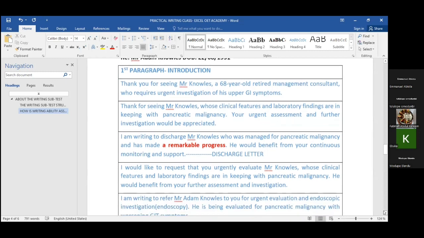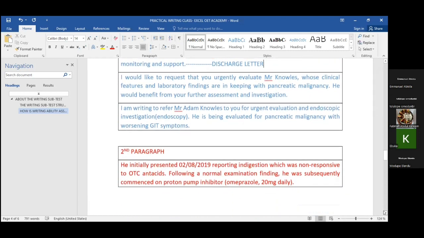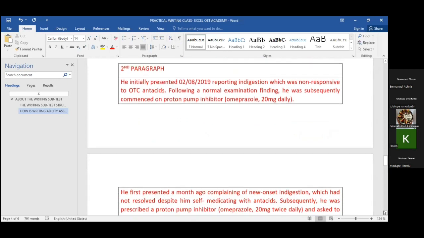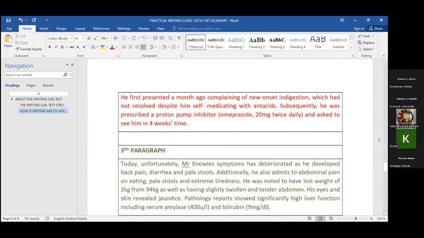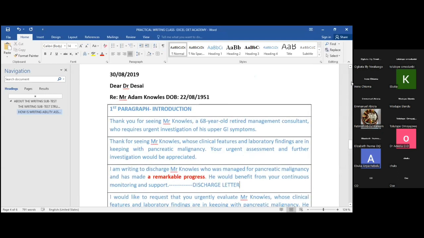And now, let me go down. I had to do some tweaking. Now, look at this. Remember that this is an urgent letter. Now, look at my arrangement.